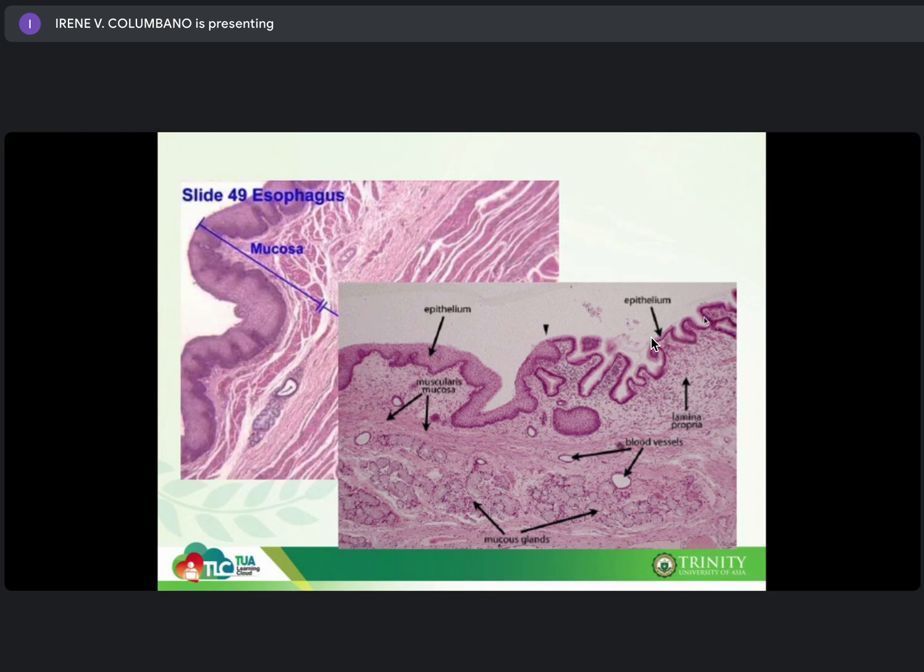So pag tinignan nyo ito sa microscope, dapat nagpo-focus kayo dito sa area nito kasi ito naman yung tinatanong. So these are the lining epithelium, no? So ito yung area nito, the junction between the esophagus and the stomach. Okay, so we can also see over here the blood vessels and the mucus gland together with the lamina propria located beneath the epithelium. And beneath the lamina propria, we can see the muscularis mucosa.